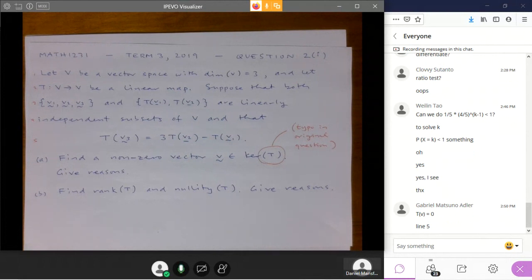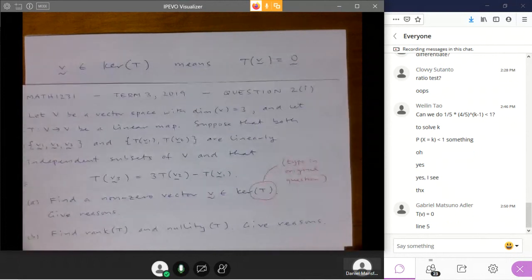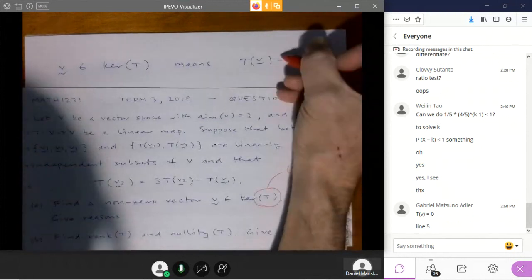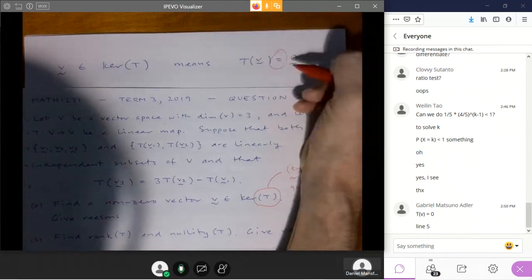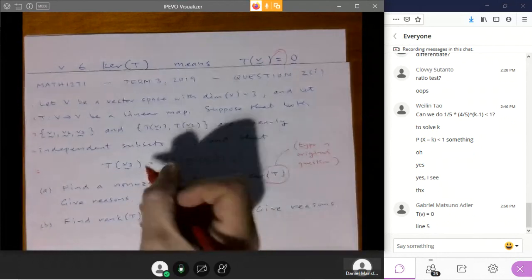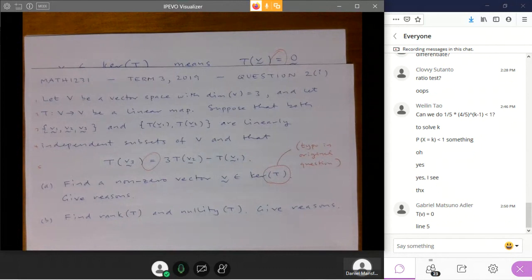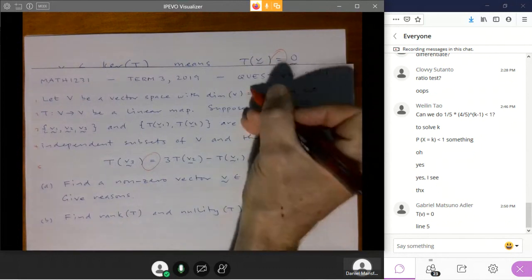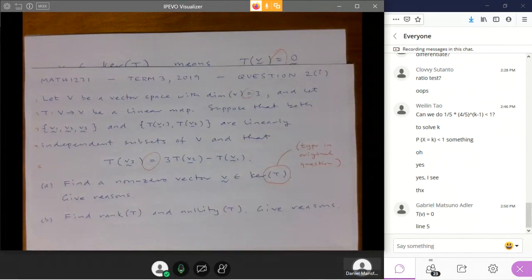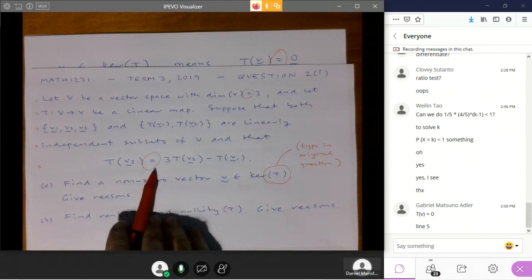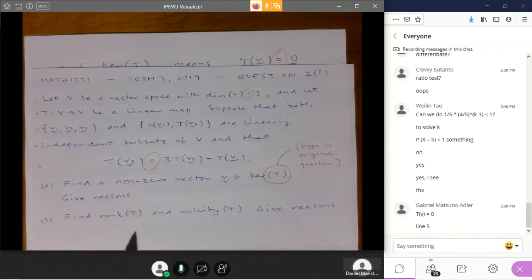Line 5, the equation. Yeah, I think so. And Gabriel, I don't know if this is what you're thinking about. This is the way I would think about it. We've got to show t of v. Let's just concentrate on that. Equals. There is only one equals in the whole of this question. Oh, I guess there's another one, isn't there? Okay, never mind that one. But there's basically only one equals in the whole of this question. So it looks like this line 5 has got to be relevant somehow.